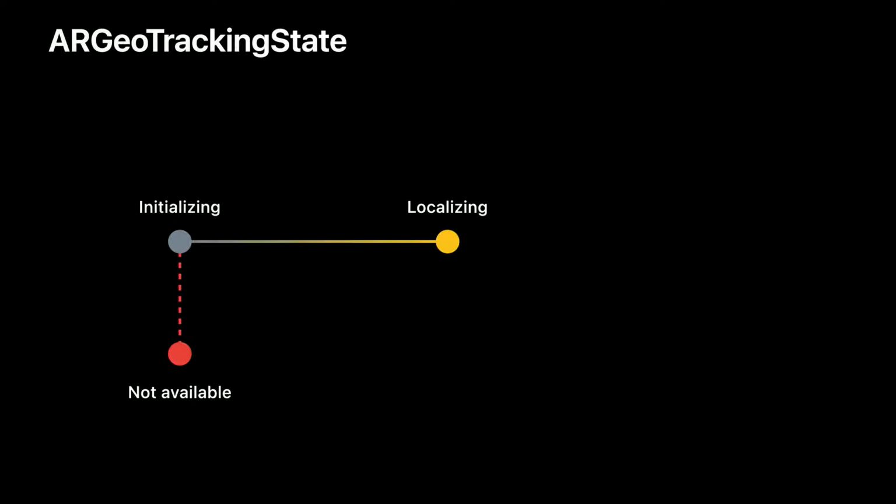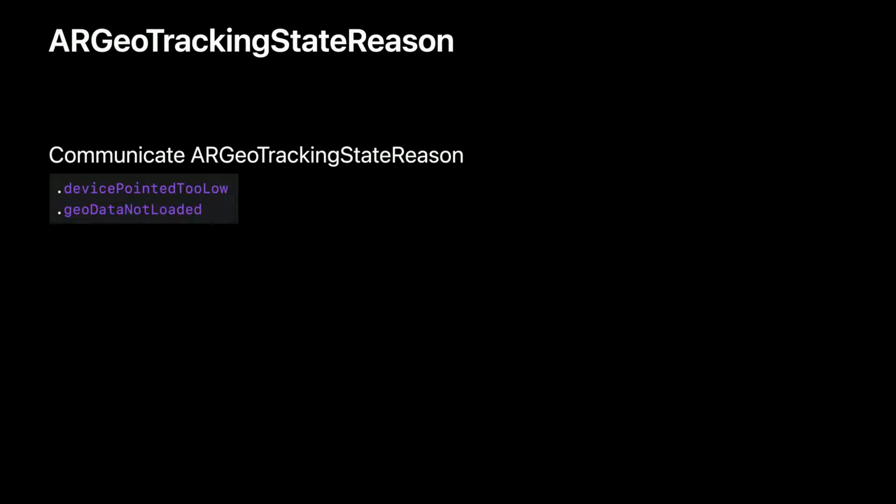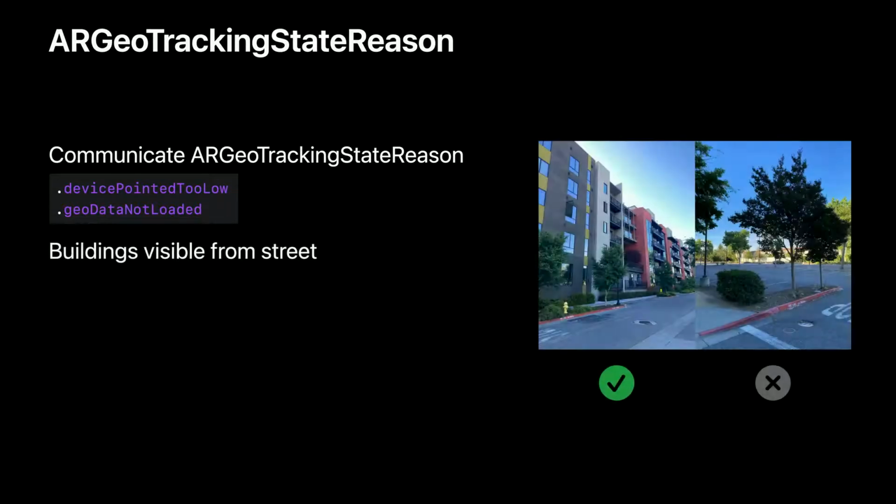However, during both the initializing and localizing states, there could be issues detected that prevent localization. These issues are communicated through geo-tracking state reason. This reason should be used to inform the user how to help geo-tracking localize. Some possible reasons include the device is pointed too low, which would then inform the user to raise the device, or geodata not loaded, and we'd inform the user that a network connection is required. For all possible reasons, have a look at ARGeoTrackingTypes.h.